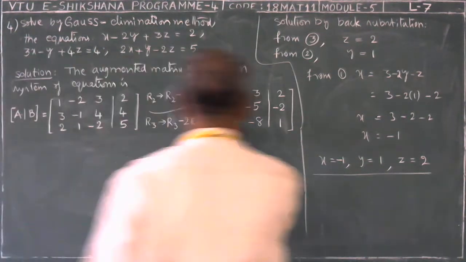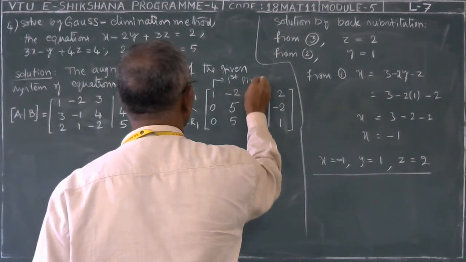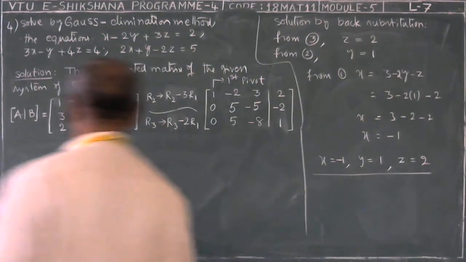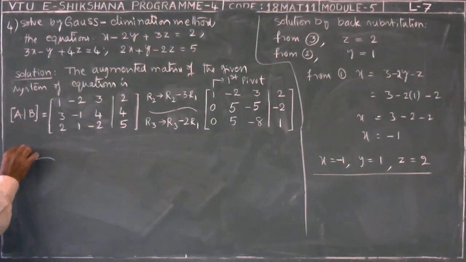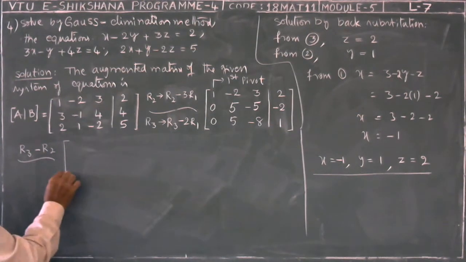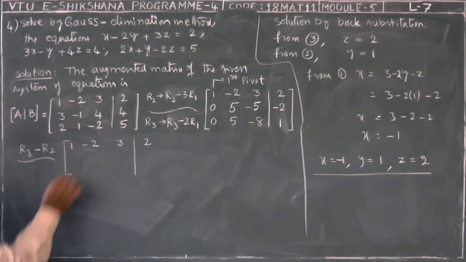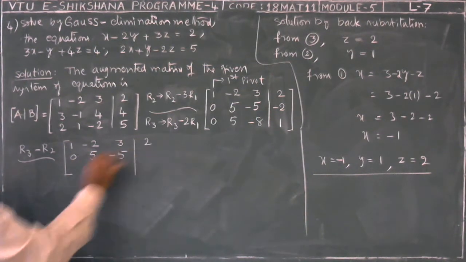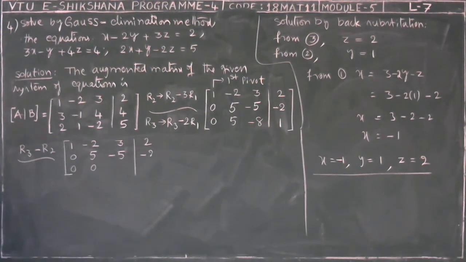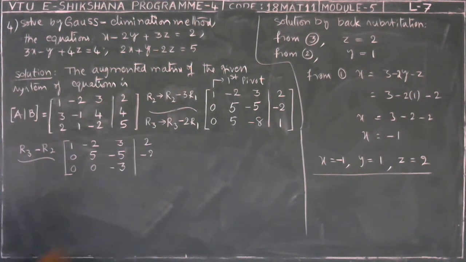Okay, so now with this entry, I can make this element 0. This is the first pivot. Now, to make this element 0, very simple. Direct subtraction, 5 minus 5. So this is equivalent to R3 minus R2. That will give you 1, minus 2, 3, 2, 0, 5, minus 5, minus 2, 0, 0, minus 8 plus 5, minus 3, 1 plus 2, 3.